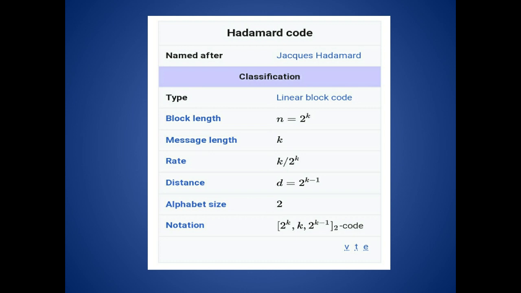And the rate is given by capital K divided by 2 to the power of k. Distance is denoted by 2 to the power of k minus 1. Alphabet size will be 2 always, because as I already told, all the codings deal with only binary data, and binary data contains only 0 and 1. Notations will be in terms of 2 to the power of k, or simply k, or 2 to the power of k minus 1. That means in terms of block length, in terms of message length, in terms of distance.